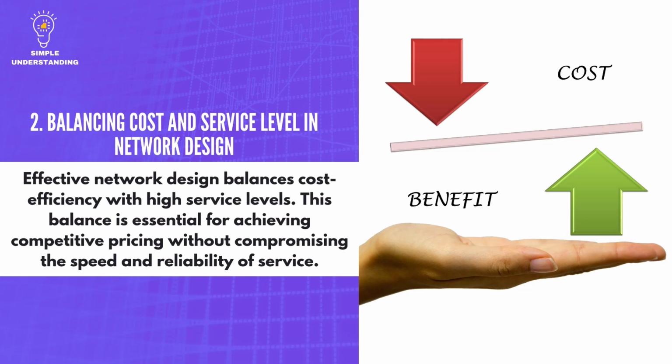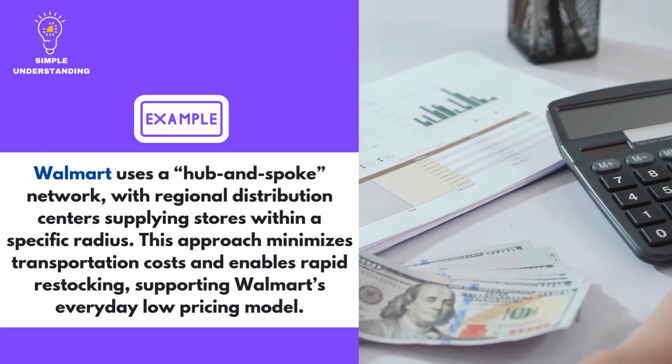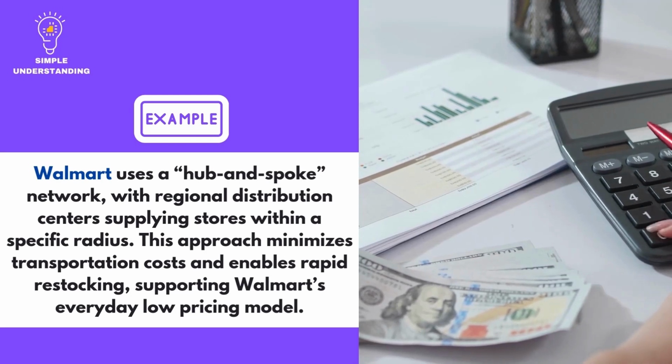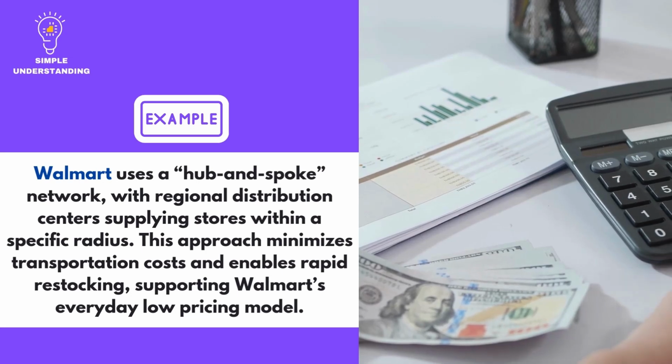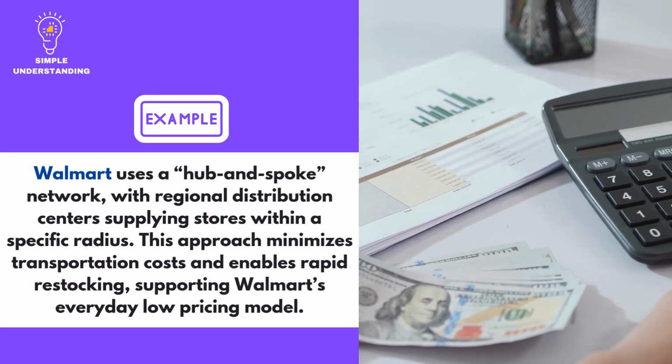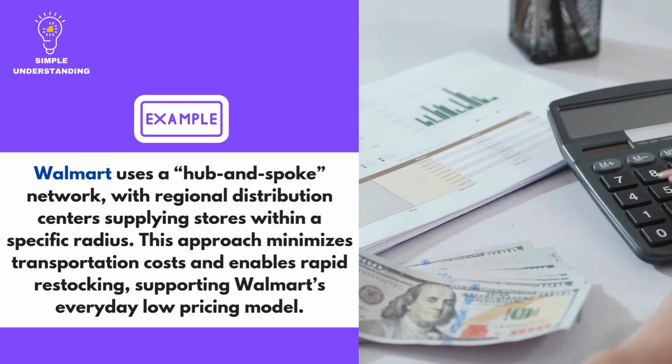Explanation. Effective network design balances cost efficiency with high service levels. This balance is essential for achieving competitive pricing without compromising the speed and reliability of service. Real company example. Walmart uses a hub-and-spoke network with regional distribution centers supplying stores within a specific radius. This approach minimizes transportation costs and enables rapid restocking, supporting Walmart's everyday low-pricing model.